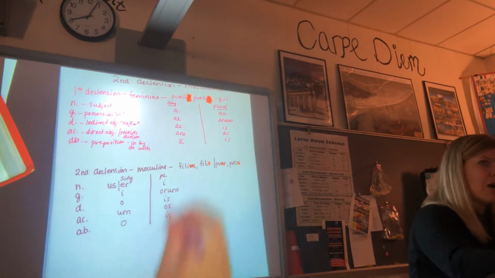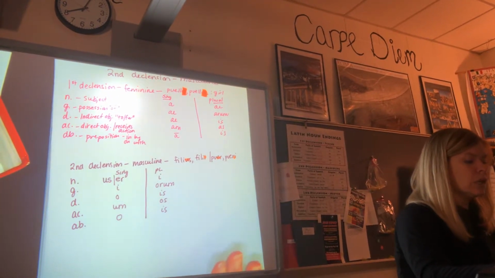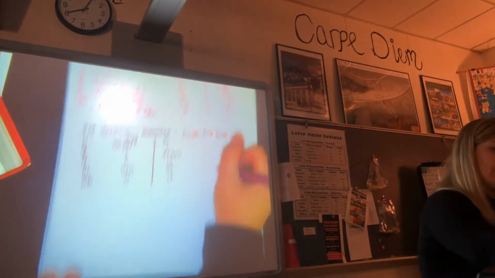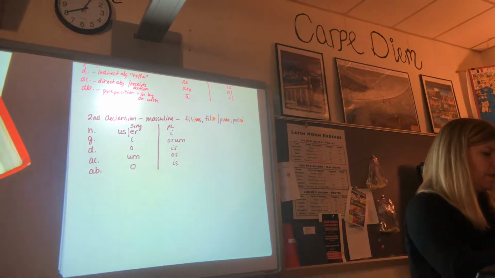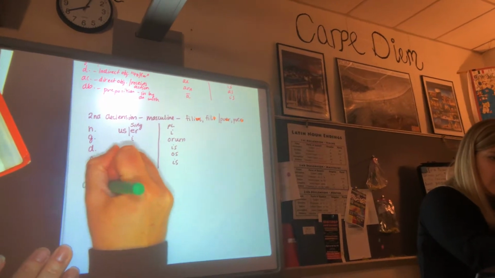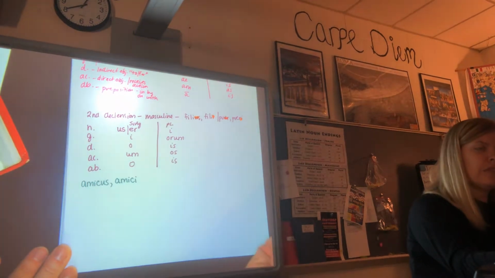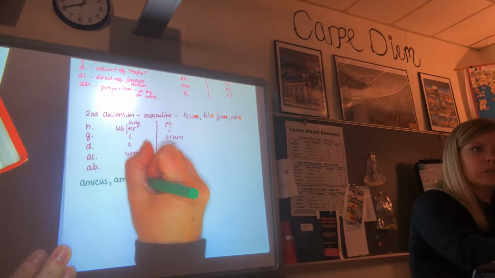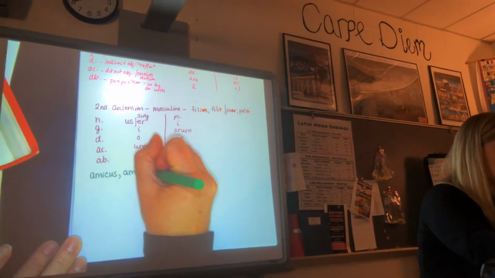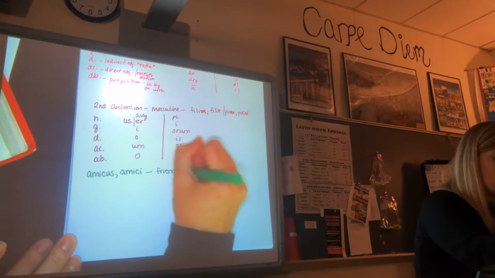You already know how to decline a noun. Okay? Don't make this harder than it is. You already know how to do this. So if I give you a word like amicus, okay? Amicus, amici. Okay? Think of the word amicable in English, right? Friendly. Think of amigo in Spanish. Friend. So this is the word for friend. Okay, it's masculine.